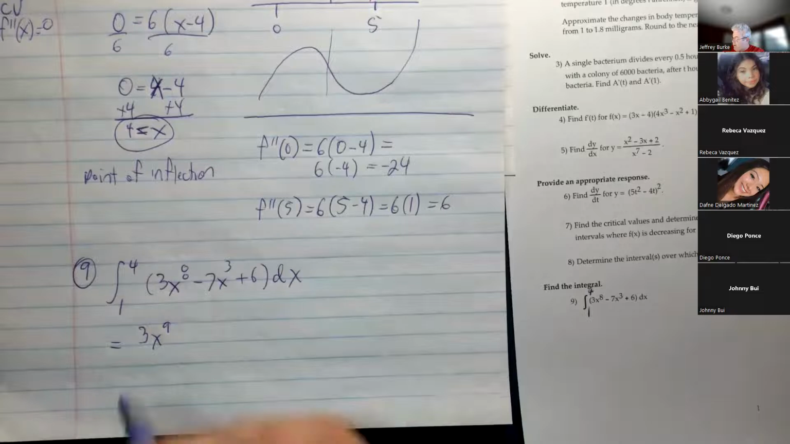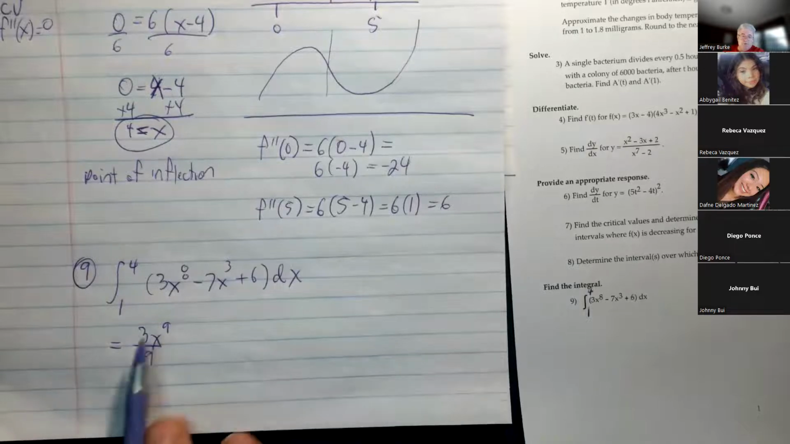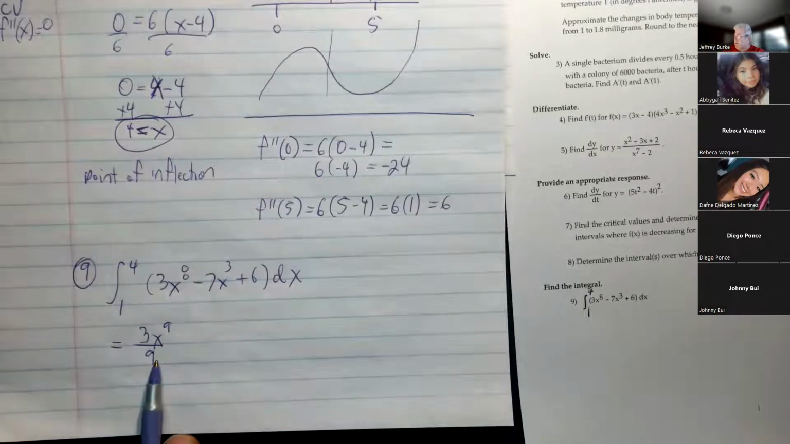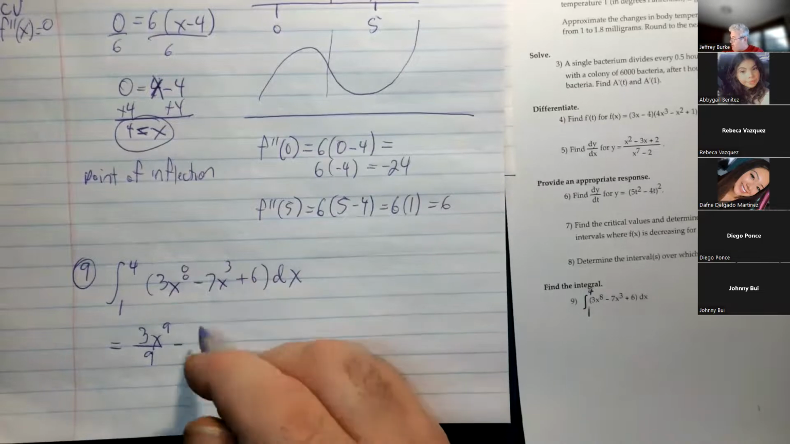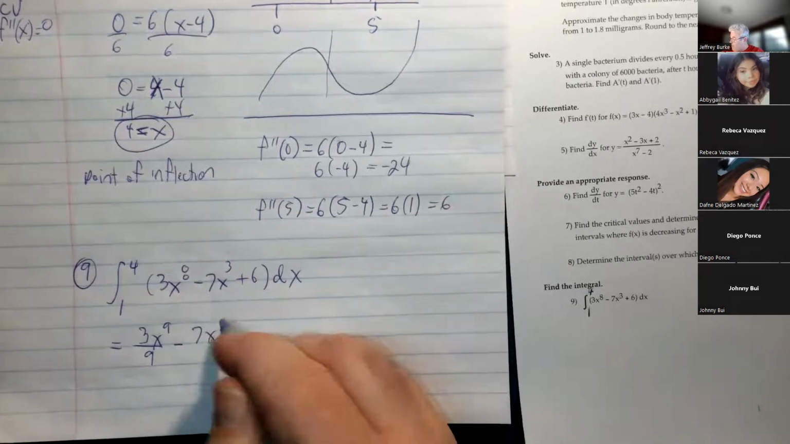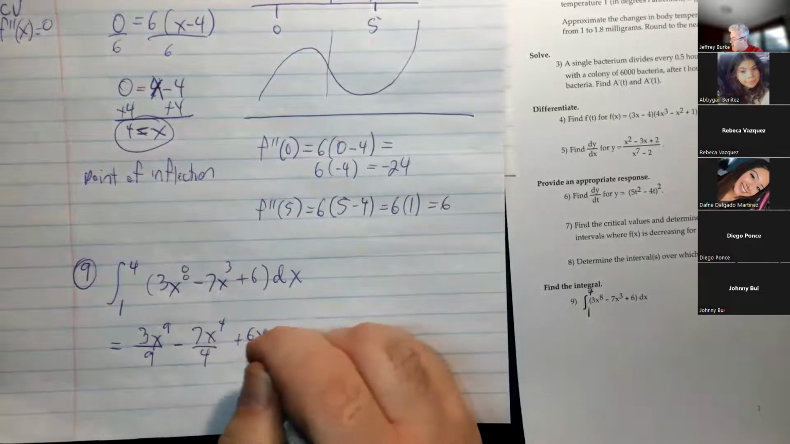So I add 1 to the exponent, and then I end up dividing by the exponent that I obtain as a result. Okay. So in other words, I just kind of take care of the exponent first, and then I divide by what the exponent is. We're going to simplify this in a moment. All right. Minus, I'll write this as 7x to the 4th. I'm going to divide that by 4. This will be plus 6x.